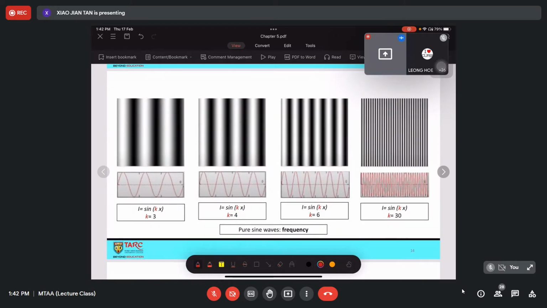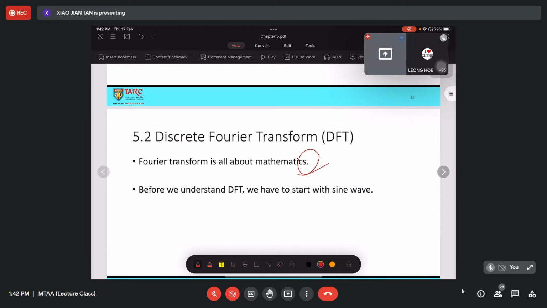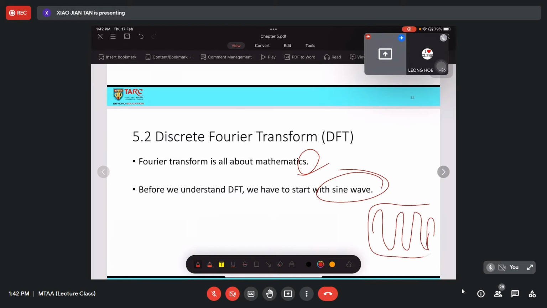This is the general equation, not really general. Anyhow, to start any DFT, DCT or DWT, we need to start with the sine wave. Everything is regarding the sine wave. I believe you all know the sine wave, which is something like this one.